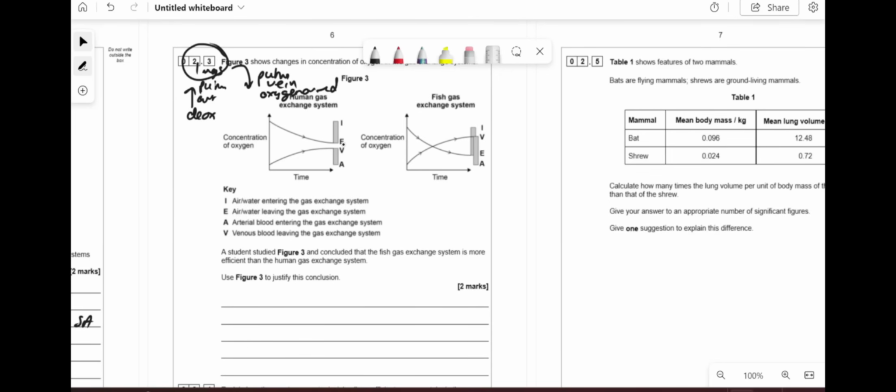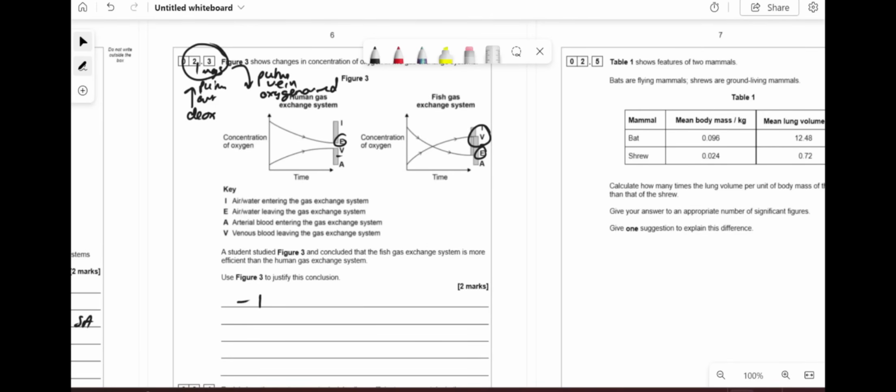And as venous blood leaves the gas exchange system, leaves the gills, returns to the body, and starts doing everything else, it's climbing up even higher. So this does suggest that the fish gas exchange system is more efficient because if you compare V and E here, the V on this side is way higher, and the E on this side is way lower. So there's a bigger concentration gap.